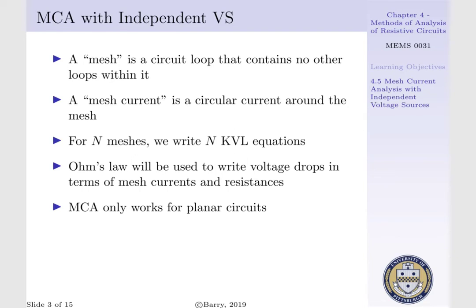contains no other loops within. That is, it's the simplest KVL loop that we can construct within our circuit. A mesh current is a current that follows our mesh, i.e., it would be the current following our KVL loop. For n meshes, we will construct n KVL equations, and we will use Ohm's law to express the voltage drop within our KVL equations to our mesh currents and the resistors that they flow through.